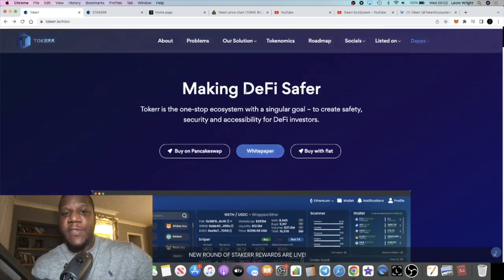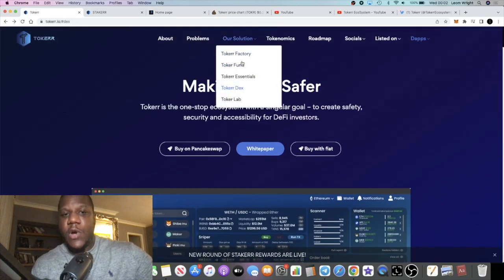Okay, guys, in terms of the utilities, they've got quite a lot of things going on. They've got the Tokerr Factory, the Tokerr Fund, the Tokerr Essentials. They've got a DEX, a decentralized exchange. And with everything that's gone on with FTX and stuff, you've seen that decentralized exchanges like GMX, GNS, things like that have been taken off.